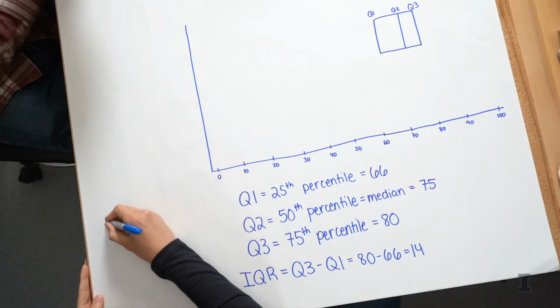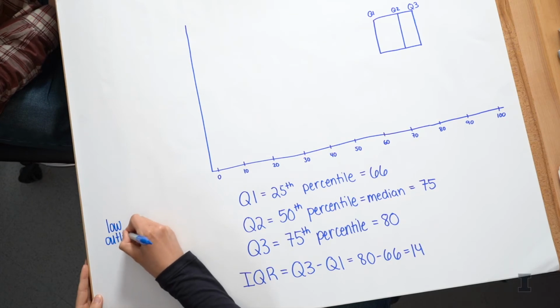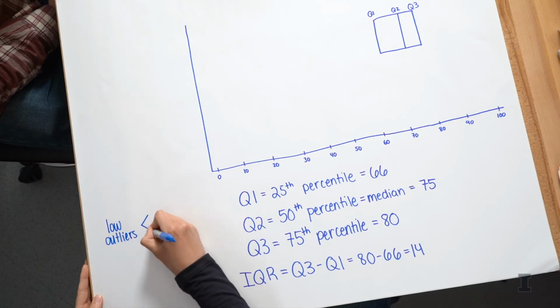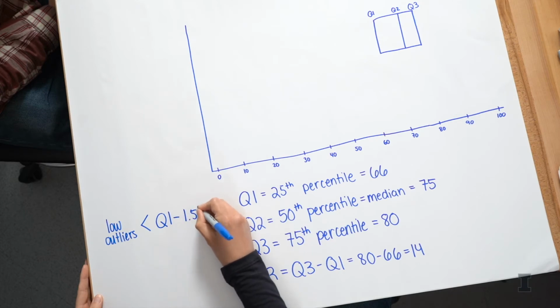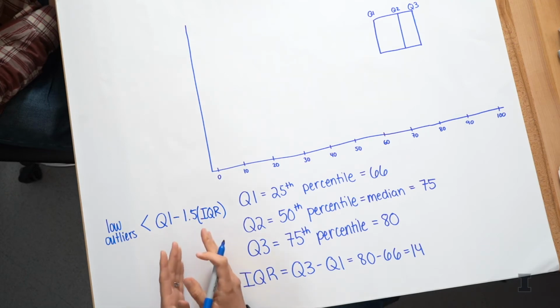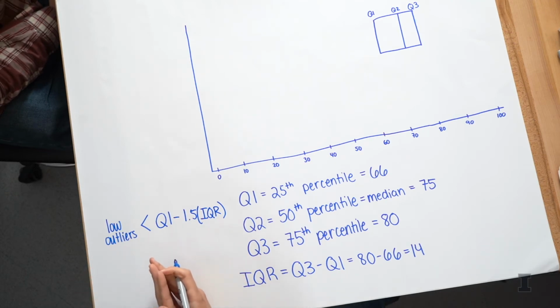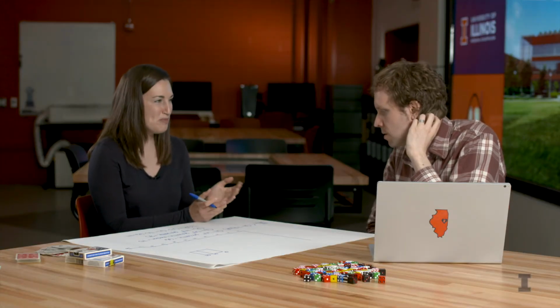So to find any low outliers, so small numbers, they are going to be numbers that are less than Q1 minus 1.5 times the IQR. We can do this calculation and get our limit, and any numbers less than that are going to be considered outliers. So Wade, are there any outliers for the We Believe data set?